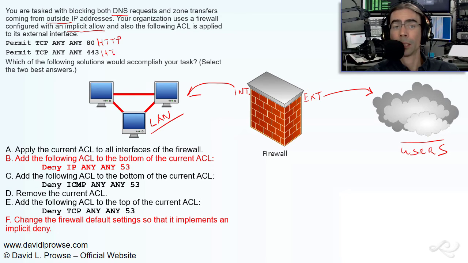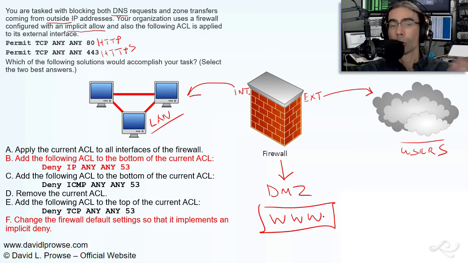So HTTPS. So it looks like we're running a web server. Most likely users are coming in through our firewall and connecting to a web server somewhere. It could be on the internal interface, but better yet, it would be on a third interface. Let's say this was a three-leg setup, and it would be a DMZ, a demilitarized zone, and you'd have a web server over here. Most likely. You don't know, but that's one way to do it.